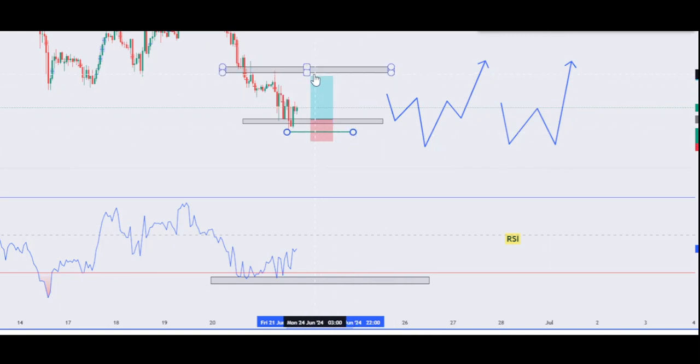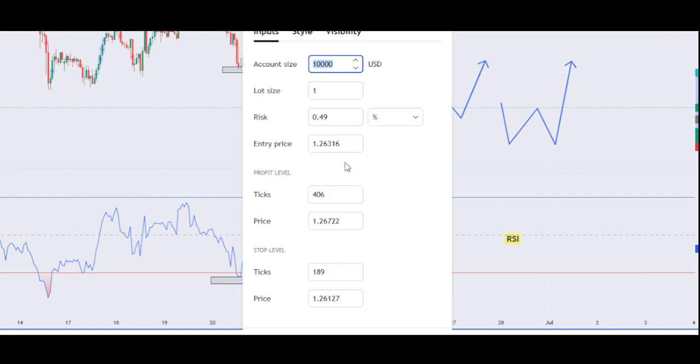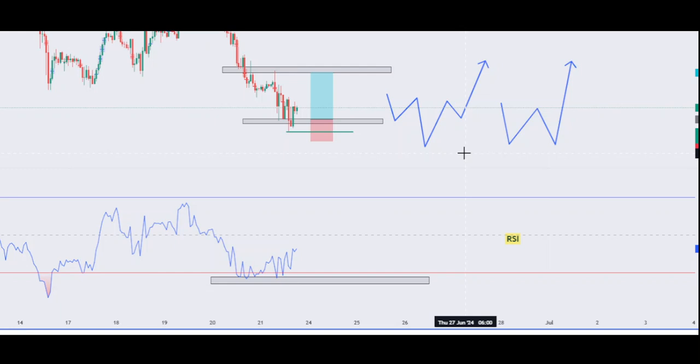So when you do that, then it depends on your RR, your risk to reward. You can decide to take ratio 1 to 2 or ratio 1 to 5, ratio 1 to 3, depending on what you want.